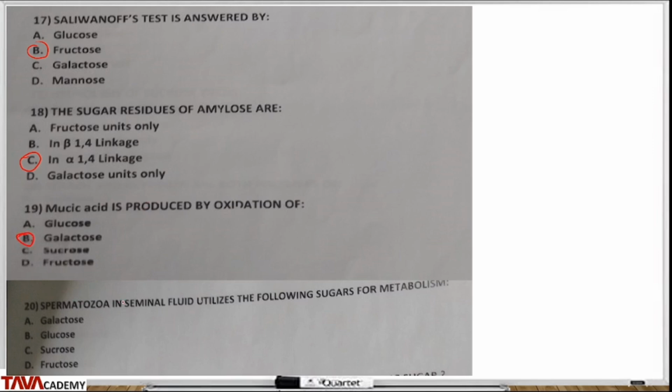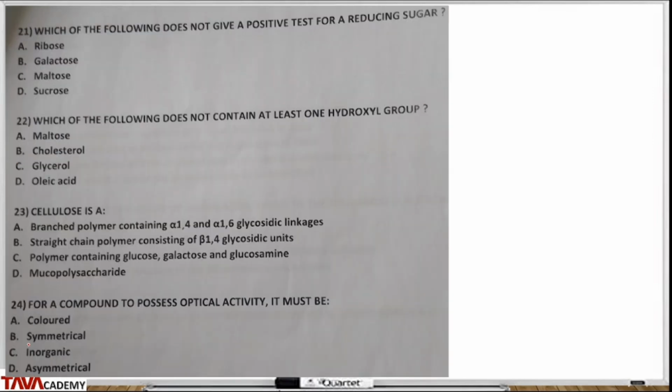And spermatozoa in seminal fluids utilize the following sugars for metabolism. The answer here will be fructose. Fructose is utilized by spermatozoa. Spermatozoa in seminal fluid utilize the following sugars for metabolism. That's actually option D. Question 21 says, which of the following does not give a positive test for reducing sugar?